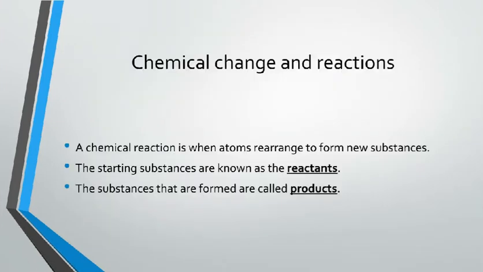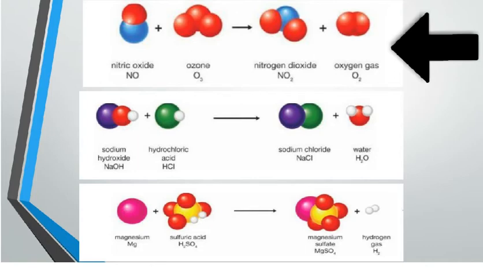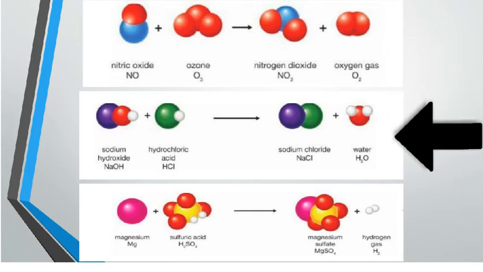A chemical reaction is when atoms rearrange to form new substances. The starting substances are known as the reactants, and the substances that are formed are called products. In this first example, we see nitric oxide reacting with ozone to form nitrogen dioxide and oxygen gas. In the second example, we have sodium hydroxide reacting with hydrochloric acid to form sodium chloride and water. This reaction we've actually done in class before.